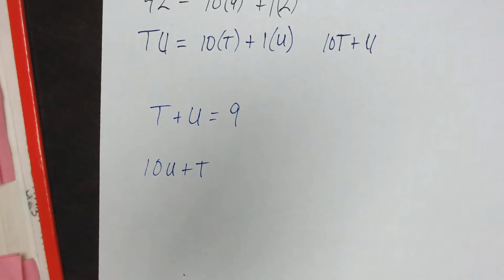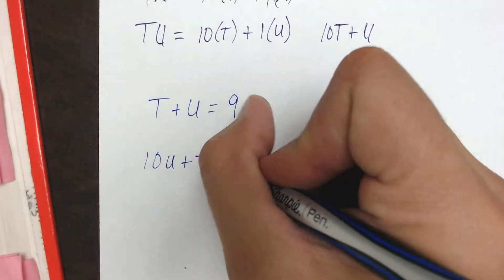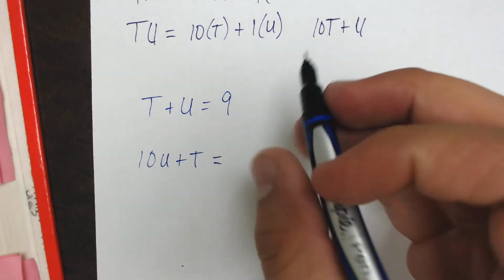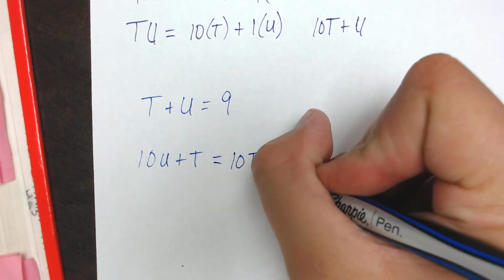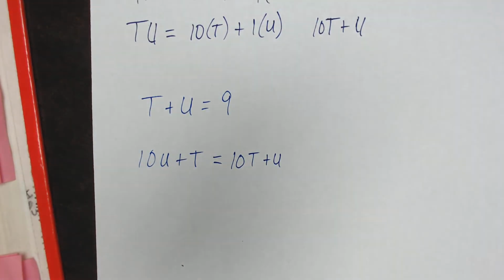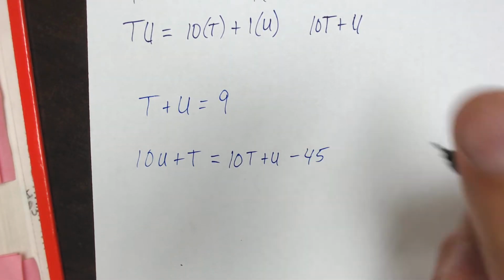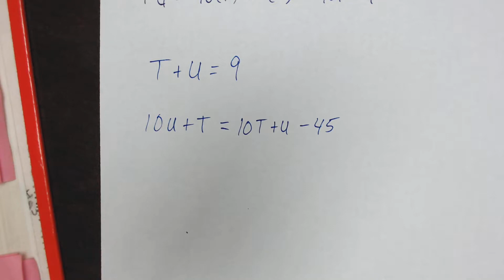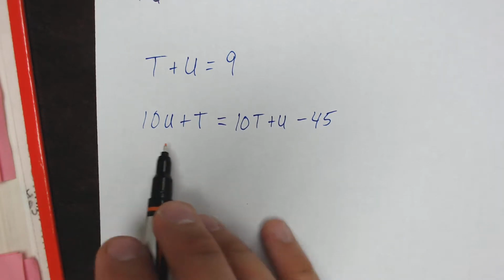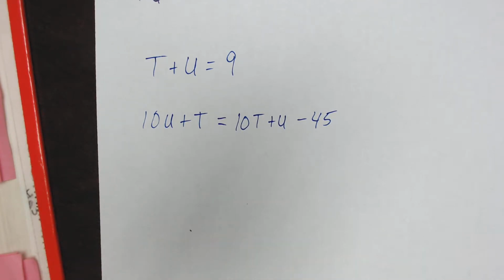And they say when the digits were reversed, the new number was 45 less than the original number. So that's going to equal the original number, which we know is 10t plus u, and then 45 less than that. So that minus 45. So now I've got two equations with two unknowns, and I can start substituting, eliminating, and solving. But before I start doing any of that, I want to rewrite this bottom equation and clean it up because it's a little muddled.